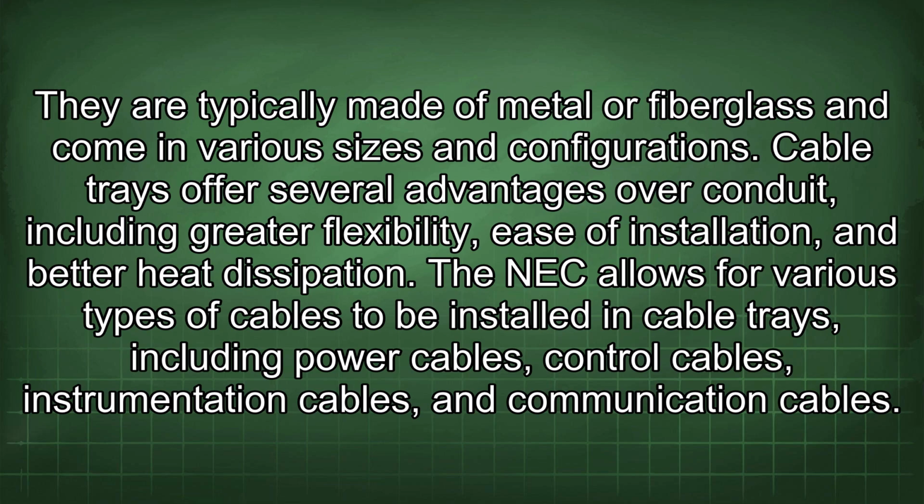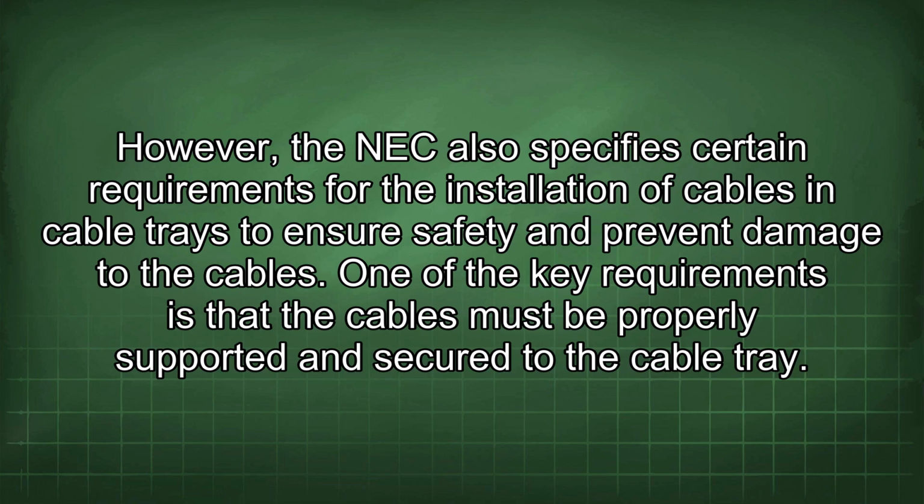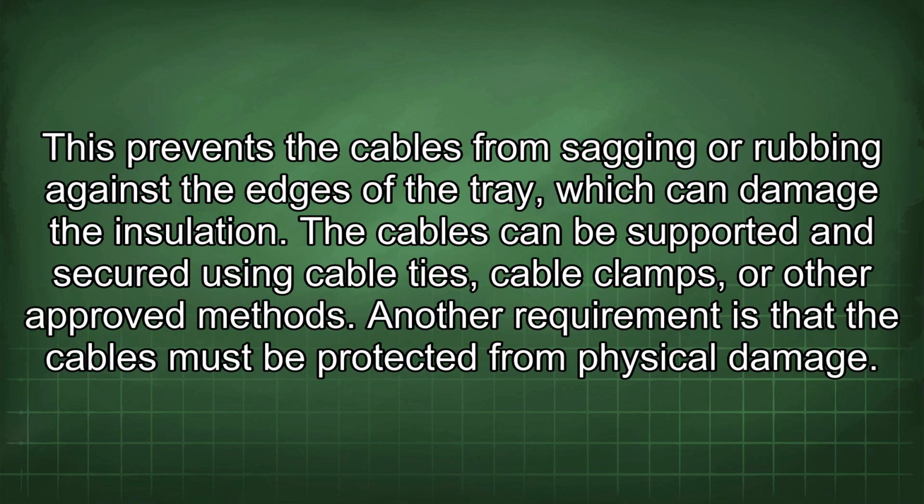The NEC allows for various types of cables to be installed in cable trays, including power cables, control cables, instrumentation cables, and communication cables. However, the NEC also specifies certain requirements for the installation of cables in cable trays to ensure safety and prevent damage to the cables. One of the key requirements is that the cables must be properly supported and secured to the cable tray. This prevents the cables from sagging or rubbing against the edges of the tray, which can damage the insulation. The cables can be supported and secured using cable ties, cable clamps, or other approved methods.